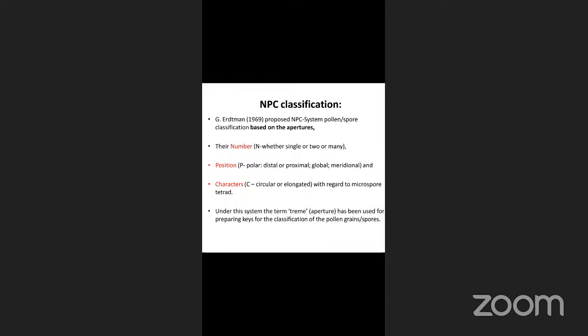Next, P means position. P, polar, means position, polarity is there, upside distal face, lower side proximal face, that is position. Next, C, character. Character means different shapes, circular, angular, rectangular. That type of all characters are shown in C. That is the NPC system, proposed by Erdtman.